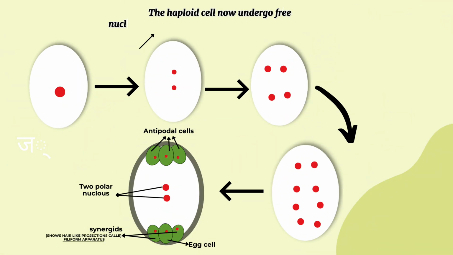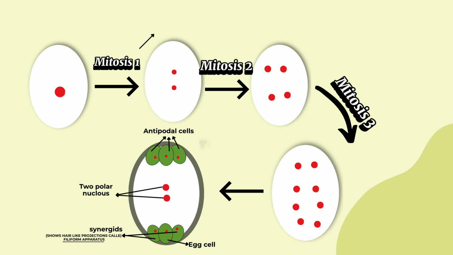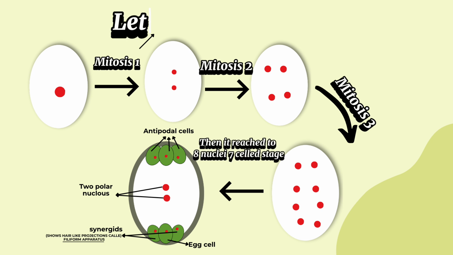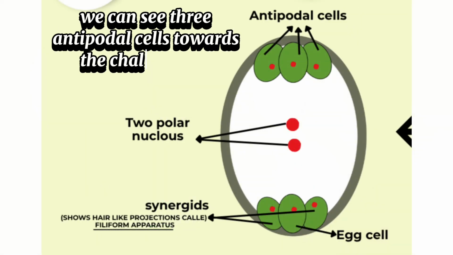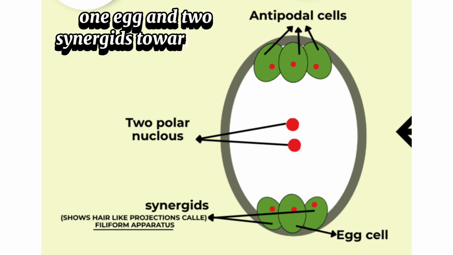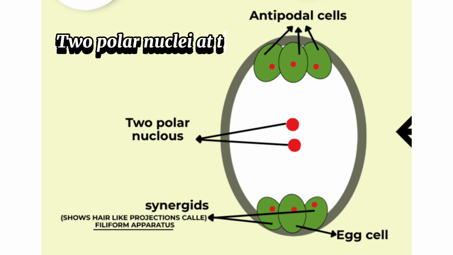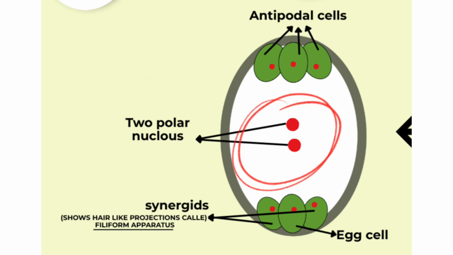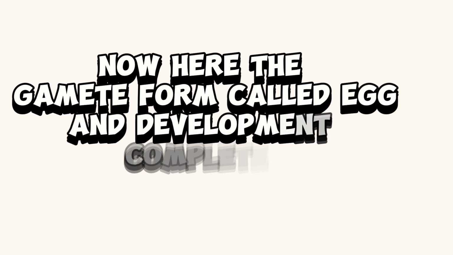The haploid cell now undergoes free nuclear division called mitosis 1, mitosis 2, and mitosis 3. Then it reaches the 8 nuclei, 7-celled stage. Let's see the cell closely. We can see 3 antipodal cells towards the chalazial end, 1 egg and 2 synergids towards the micropylar end, and 2 polar nuclei at the center of the cell. Now here the gamete called egg is formed and development completes.